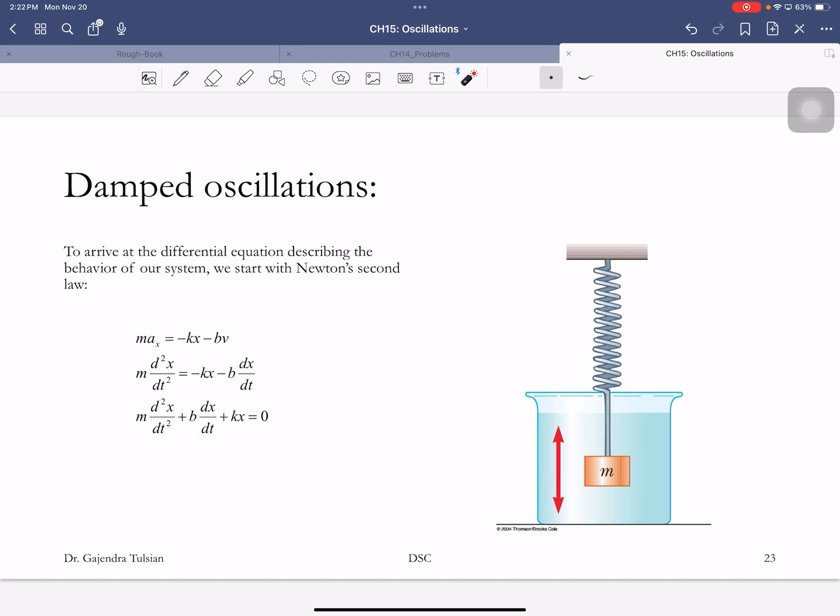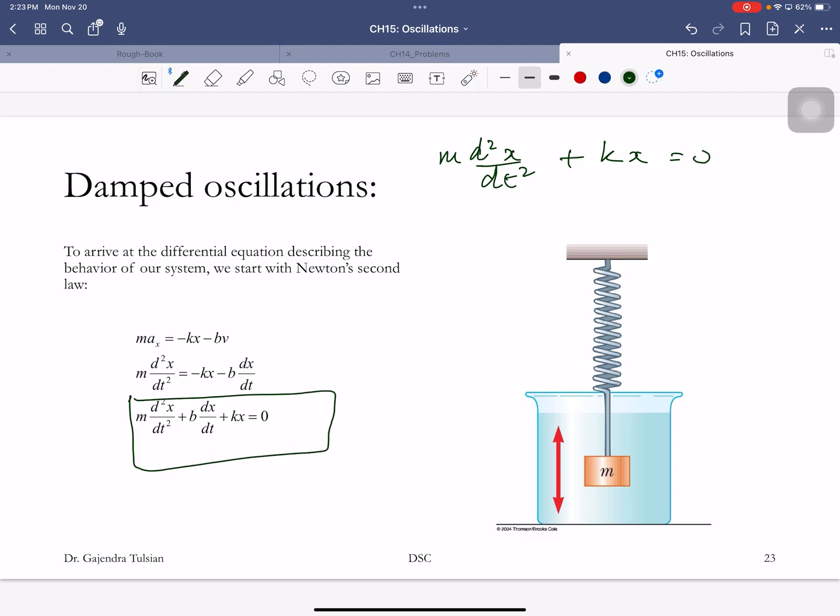Okay. What was the differential equation without friction? It was m d square x by dt square plus kx equal to 0. And when friction was not present, b was 0, and so this equation reduces to that. Now all you've done is, because of friction, you've added this term. So there is a new differential equation. All right, again, you will learn techniques to solve these equations.